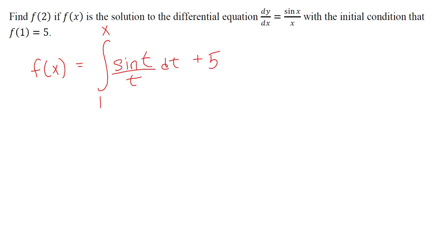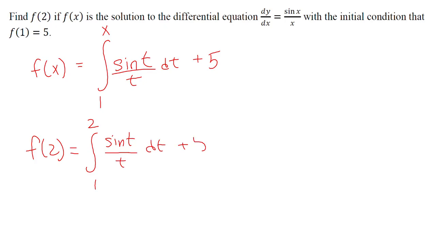So in order to figure out f of 2, f of 2 should just be the integral from 1 to 2 of sine t over t dt plus 5. Or you could write sine x over x dx plus 5 if you want. And that's going to be the pattern we'll use for all of these, right? The lower limit of our integral is always going to be that x value that we are given as our initial condition. And our constant out here is always going to be the y value.